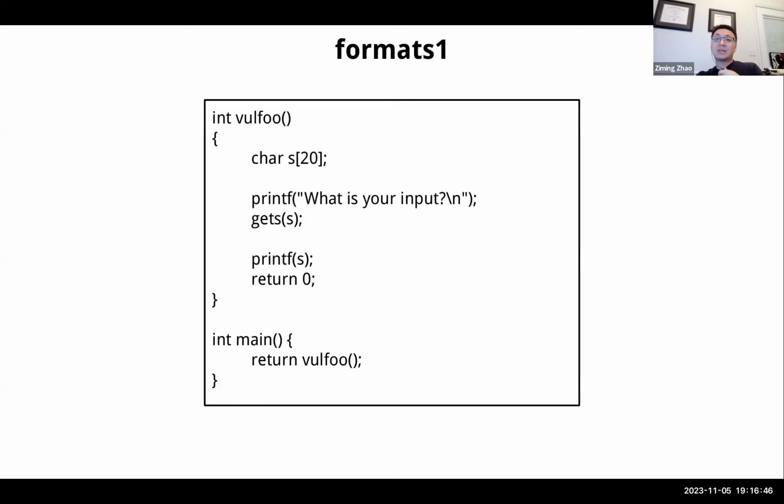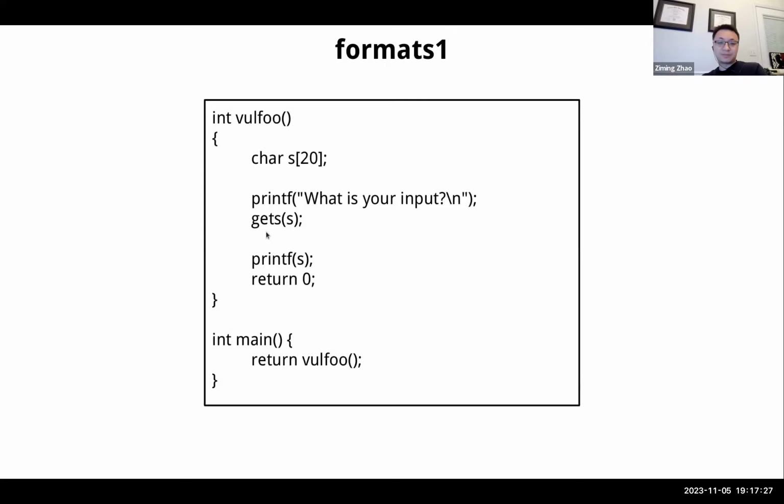So let's look at our first format string vulnerable function. We have a main function here. Main simply returns the vol_foo function. Vol_foo has a local variable, which is an array of characters, 20 bytes in this case. Then we have two printf functions. The first printf function has no vulnerability. It just prints out what is your input and the new line. That's it, no vulnerability.